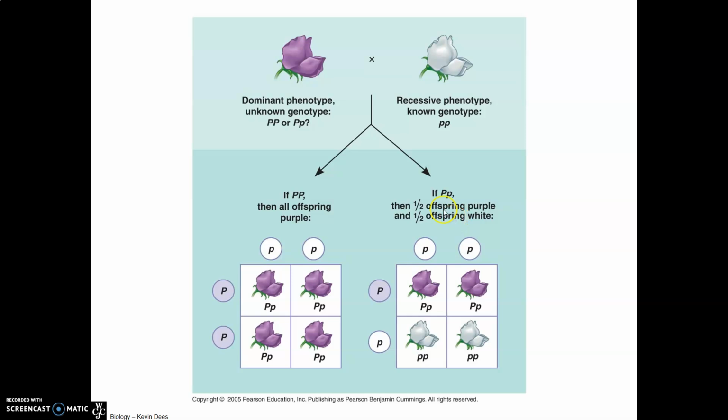If the offspring are 50% white and 50% purple, then we know that this individual was heterozygous. And we can see that from these Punnett squares here.